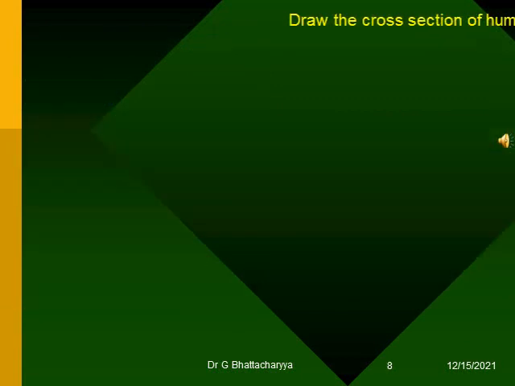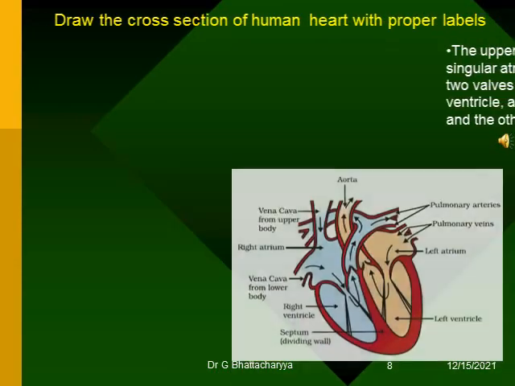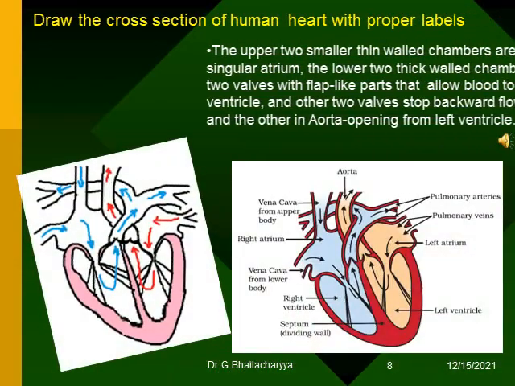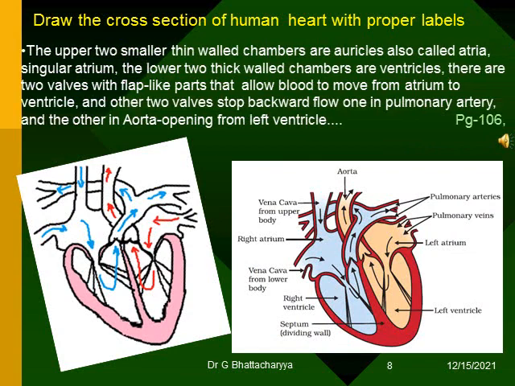Draw the cross-section of human heart with proper labels. The upper two smaller thin-walled chambers are auricles, also called atria, singular atrium. The lower two thick-walled chambers are ventricles. There are two valves with flap-like parts that allow blood to move from atrium to ventricle, and other two valves stop backward flow, one in pulmonary artery and the other in aorta opening from left ventricle.